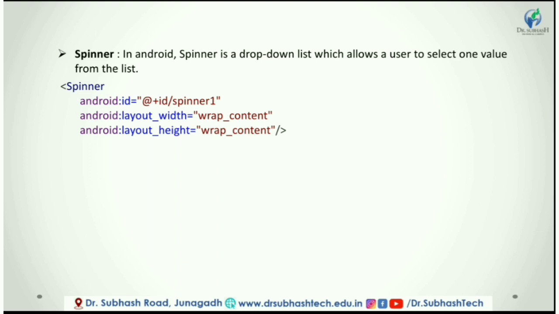Next component is Spinner. In Android, a spinner is a drop-down list which allows the user to select one value from the list. The following code shows you how to create the spinner.